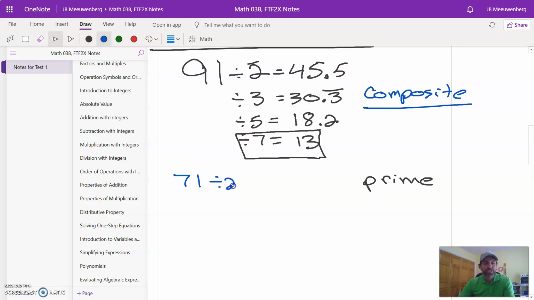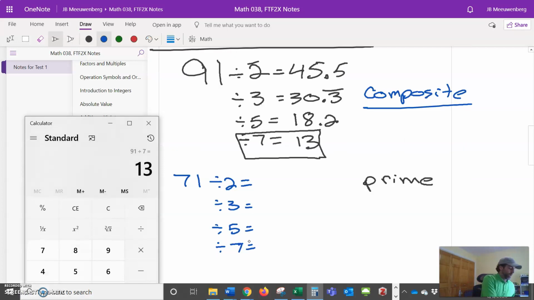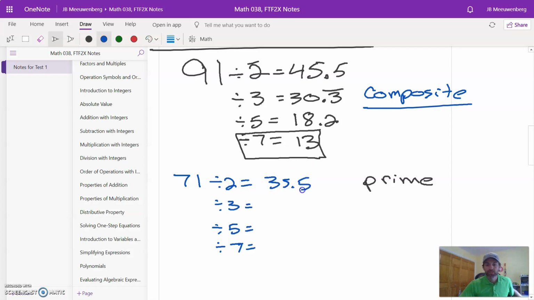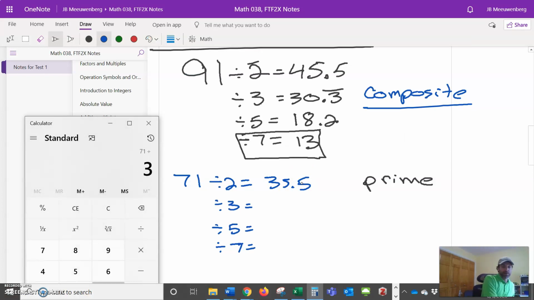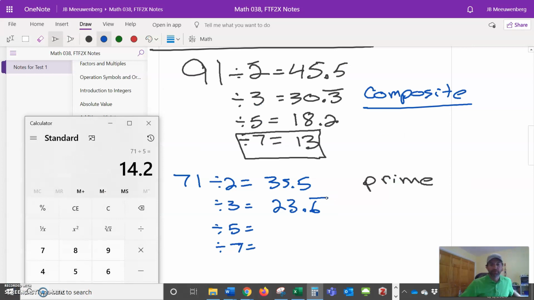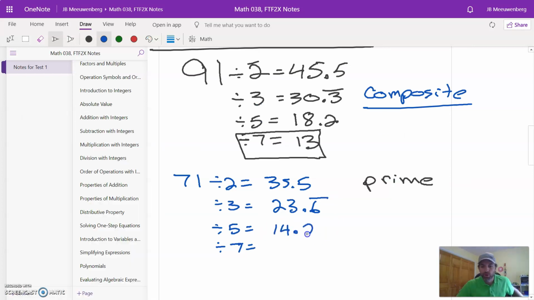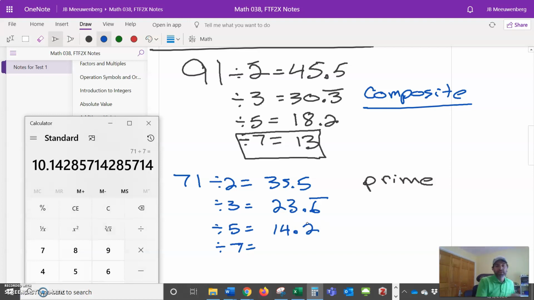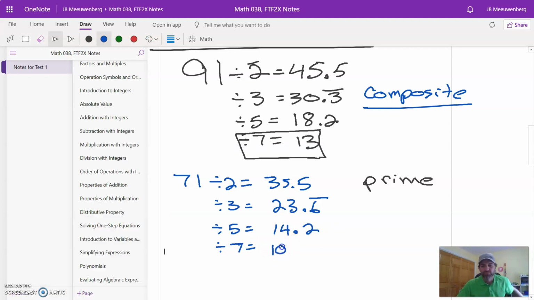So we're going to do the same thing. 71 divided by 2, divided by 3, divided by 5. We're just going to keep dividing it by prime numbers. All right? So 71 divided by 2, 35.5. So that didn't work. 71 divided by 3, 23.6 repeating. 71 divided by 5, 14.2. Just keep going and going. 71 divided by 7, 10.14. Right? We know it's a decimal. It would round to something else.